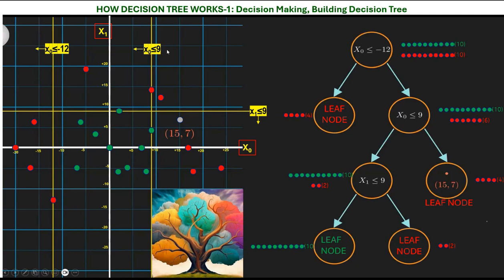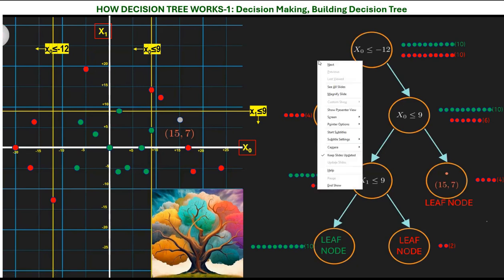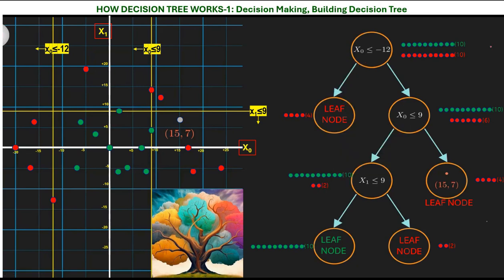Now, to begin with, how do we place these data points in our decision tree? Let's start with the first one. This is my root node. To start with, I'll have 10 data points that are classified as green, and 10 data points which are classified as red. So this is my root node.